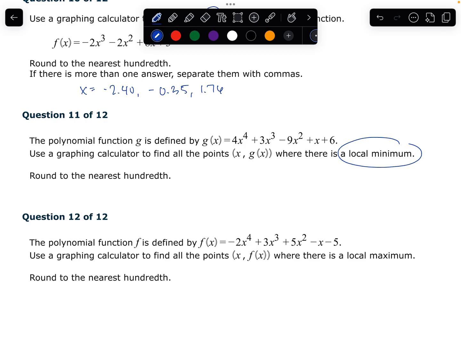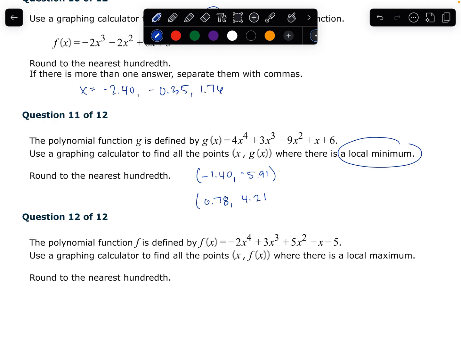So I'm going to have 2 points. So the first point was negative 1.40 and negative 5.91. And the other point was 0.78 and 4.21.